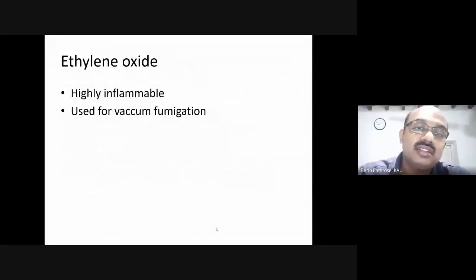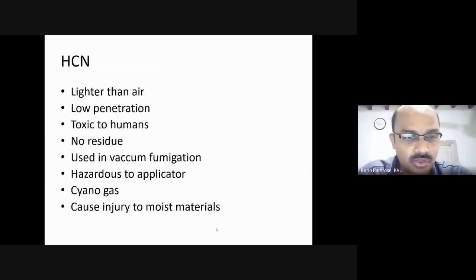Then comes ethylene oxide. It is a highly inflammable fumigant. It is mainly used for vacuum fumigation. So that is ethylene oxide. I haven't seen anywhere ethylene oxide is used.